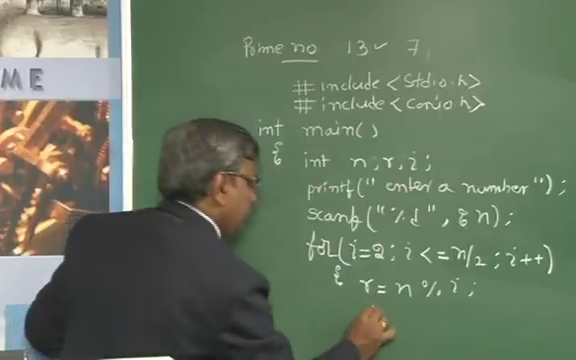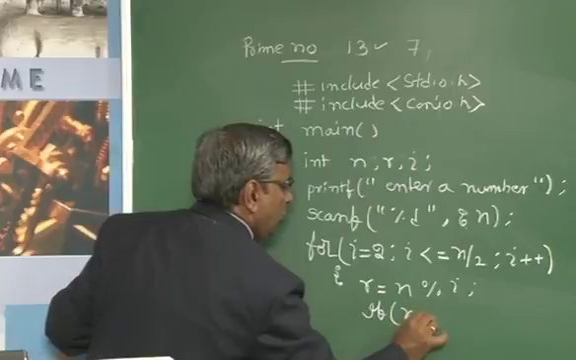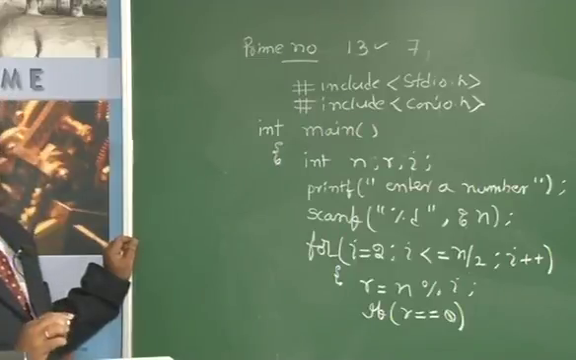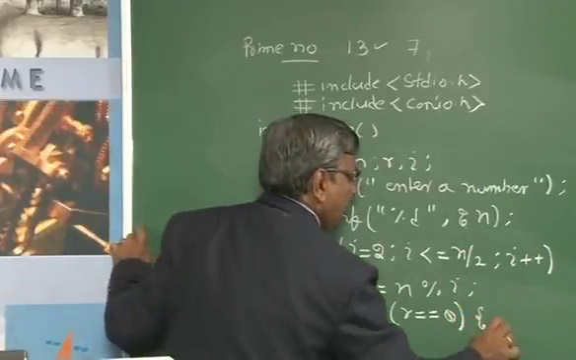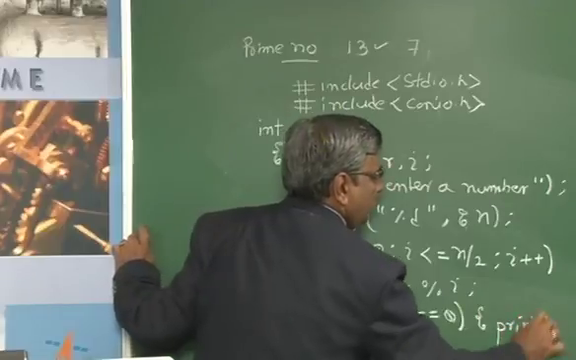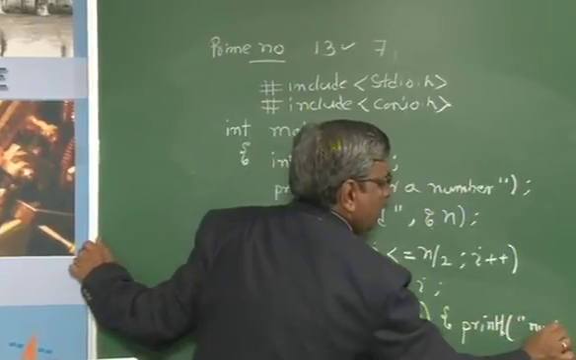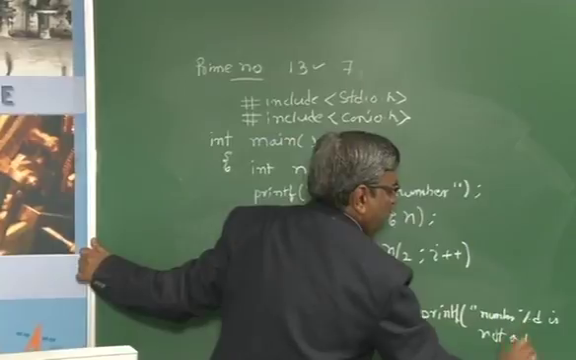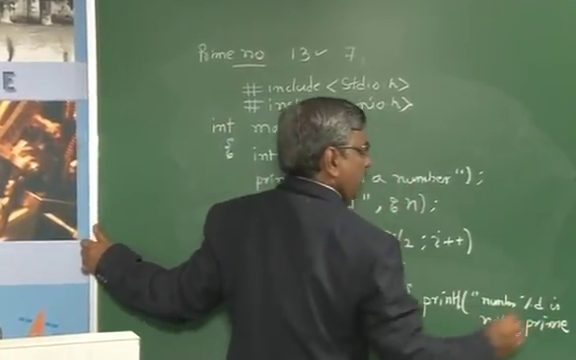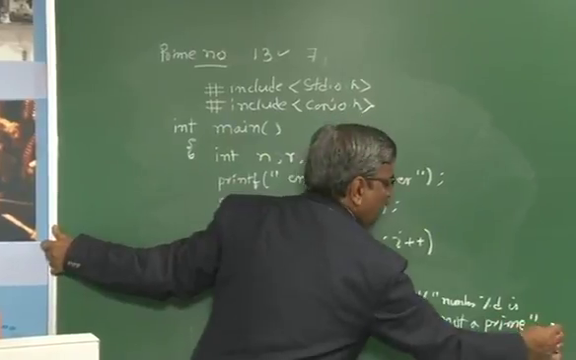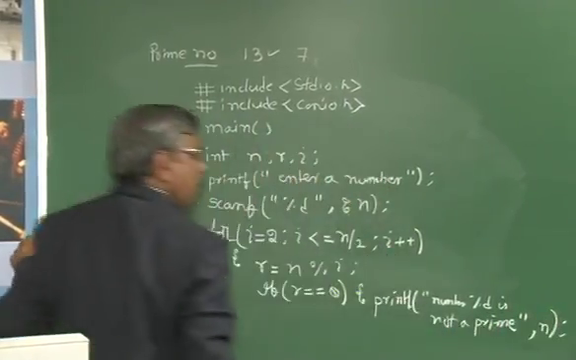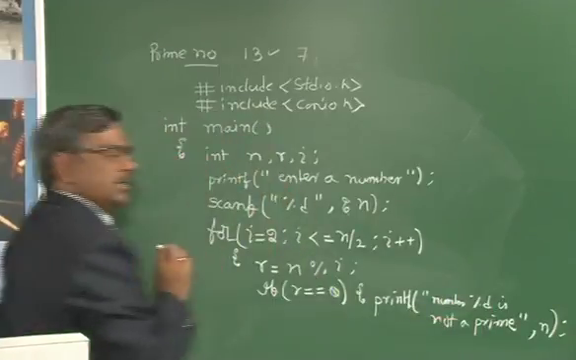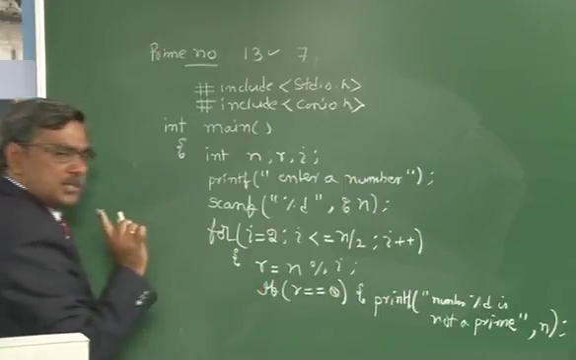Check if r is double equal to 0. If the remainder is 0, then it implies the given number is not a prime. printf, "number %d is not a prime", put a quote, put a comma, and the corresponding variable n. So whatever you typed, say 12, the output is: number 12 is not a prime. That is how you get the output if the remainder becomes 0.